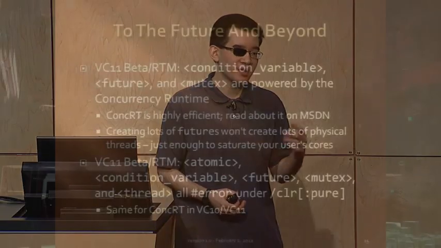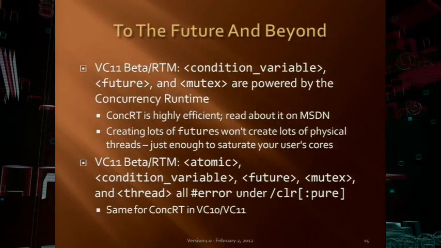We're additionally blocking atomic and thread under /clr:pure because A, thread uses mutex in its implementation, and B, getting them to work properly under /clr would be way too much work for this product cycle. Sorry, I would love to give you all those goodies, but you'll have to settle for them in native mode. I'm not saying that we're never going to support the multi-threading headers under /clr:pure, just not for this release. But hey, this is going native, so hopefully nobody will complain. Yeah, so that was the first secret I had, that future is powered by ConcRT.